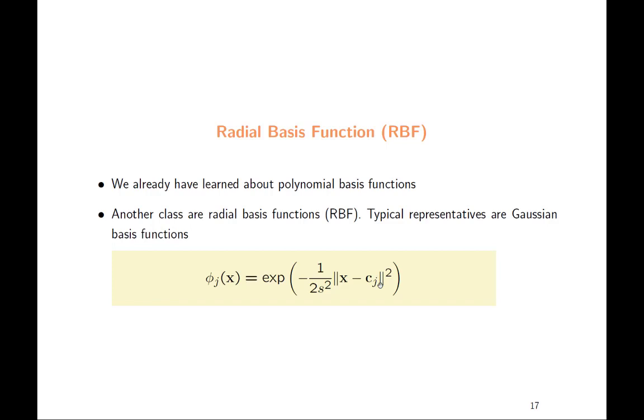So we already learned about polynomial basis functions. Another class of basis functions are radial basis functions, or RBFs. And a typical representation is a Gaussian basis function. So the Gaussian is calculated in this way. You take your vector input x, you subtract some other vector of the same dimension, Cj. You take the difference, you take the magnitude squared of this difference, you divide it by 2s squared, take the minus of this expression and put the exponential in front.